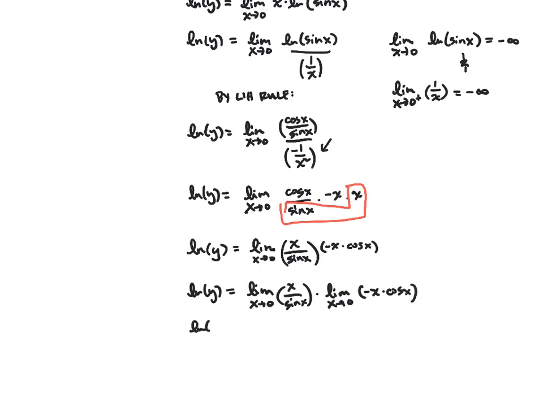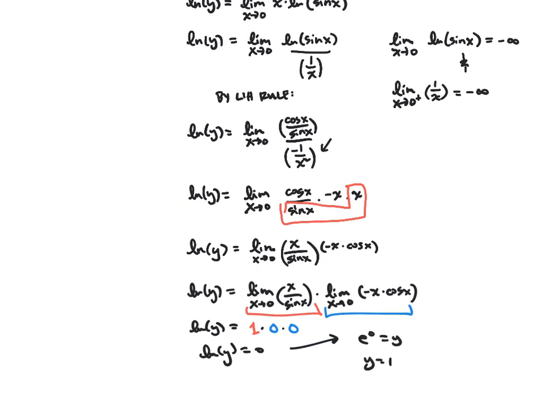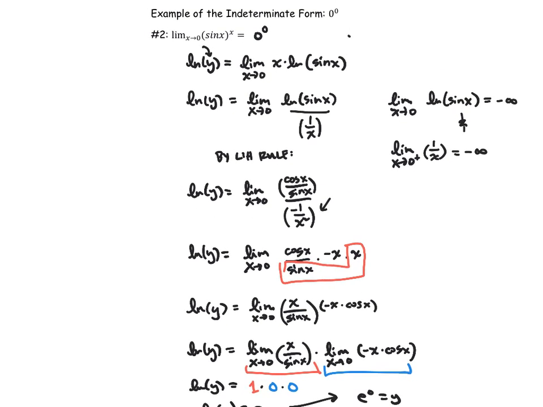All right, so the natural log of y, I know that this limit is equal to 1, special limit, times, and I know this limit comes out to be 0 times 0. So just so happens that the natural log of y ends up equaling 0, which means that e to the 0 equals y, which means that y equals 1. Therefore, all the way back to the beginning, the limit as x approaches 0 of sine of x to the x power equals 1.